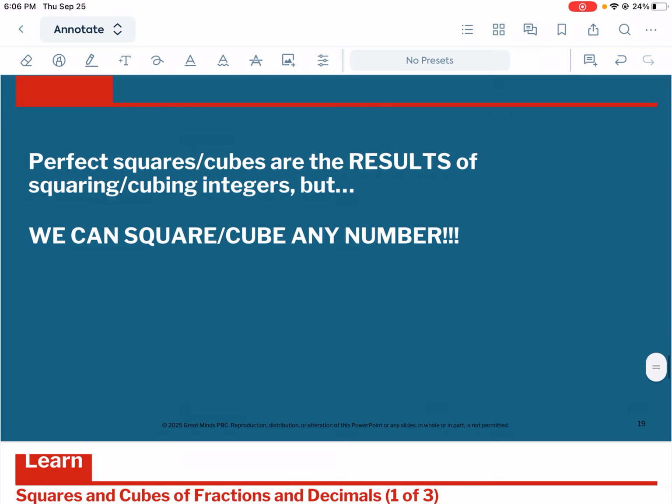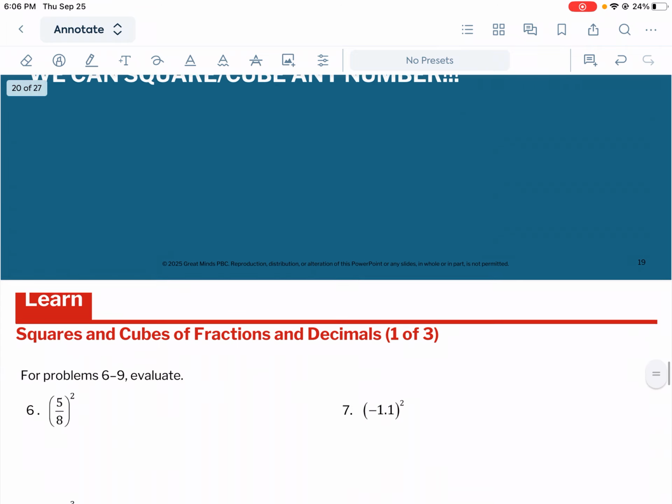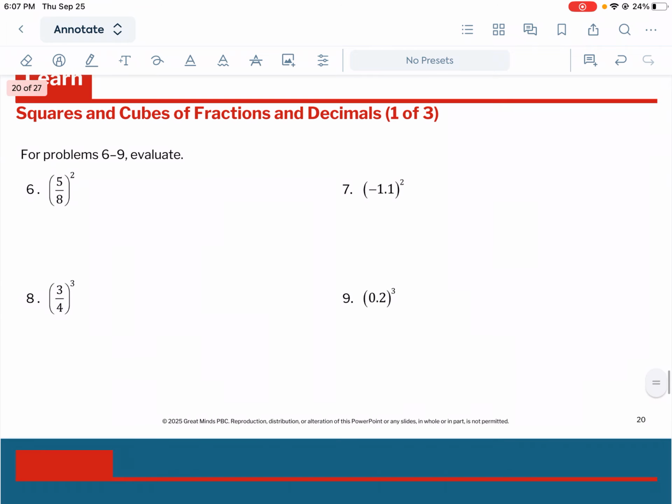Though perfect squares have their own list of qualifications and perfect cubes, take note of the fact that we can square or cube just about any number. It really doesn't matter. Now, identifying perfect squares or perfect cubes is a different conversation, but you can raise any number to a square or cubed value. Okay? I demonstrated that here. I did number 6 and number 9 for you. I told you to do number 7 and 8 on your own. I hope you did.